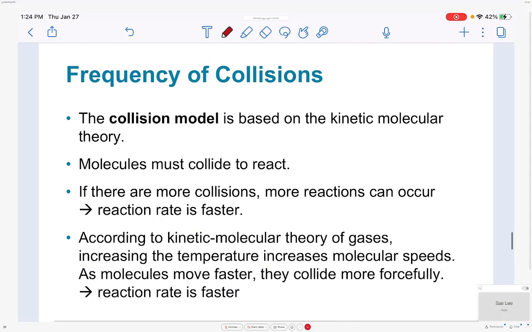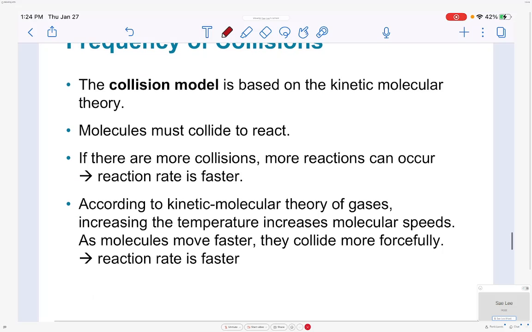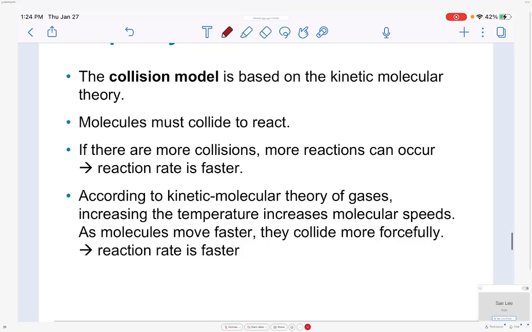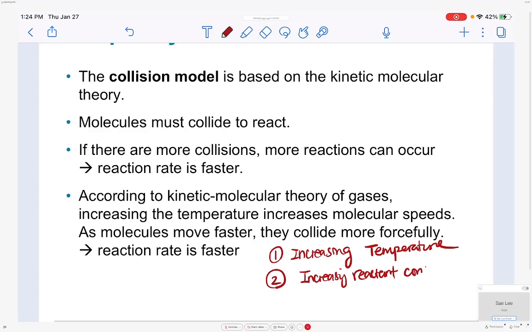So the collision model, I've already covered this in the beginning of this chapter, but the collision model explains that when you have a greater number of collisions, you will have a greater reaction rate. So what will cause a greater number of collisions? There are two things that can increase the number of collisions. Number one is increasing T, and number two is increasing reactant concentration.